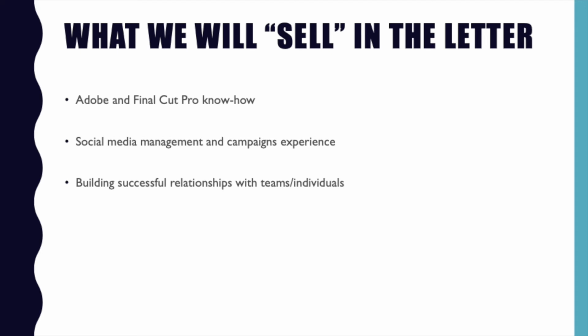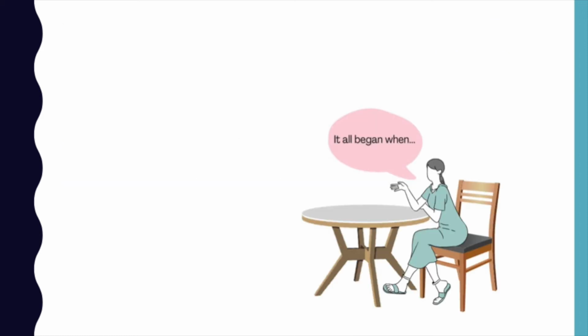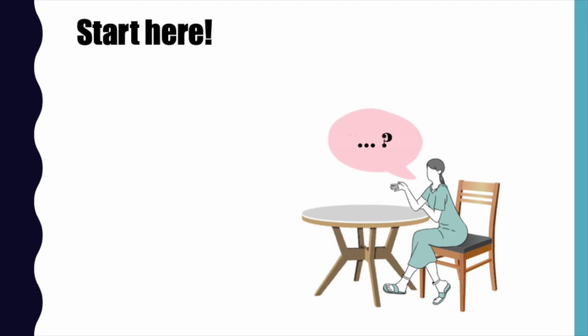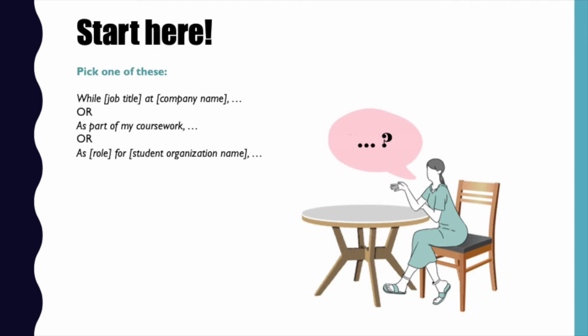From here, we're going to start crafting that middle section. You want to briefly cite your experience to prove that you have what the company is seeking. Now, all Newhouse students are very good storytellers, but a lot of times you get hung up when you have to tell your own story. You can always start with this structure. While doing a certain job at a certain company, or as part of my coursework, or as this role for a student organization, I did these things. Briefly talking about the things that you did.